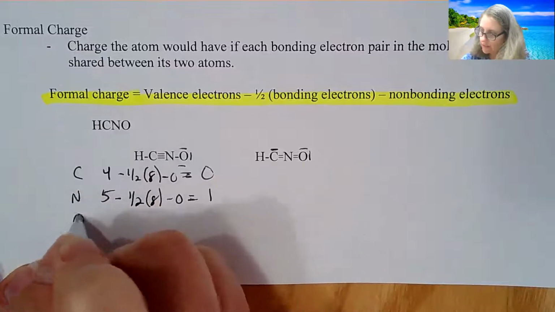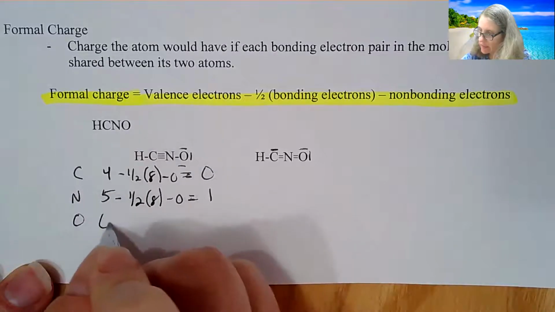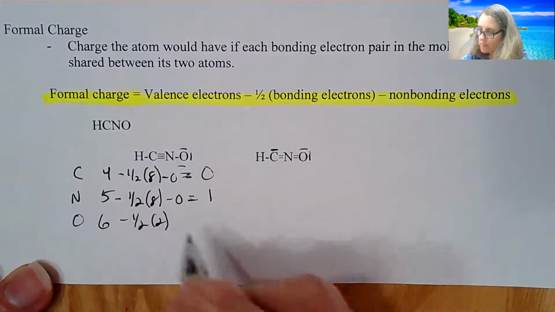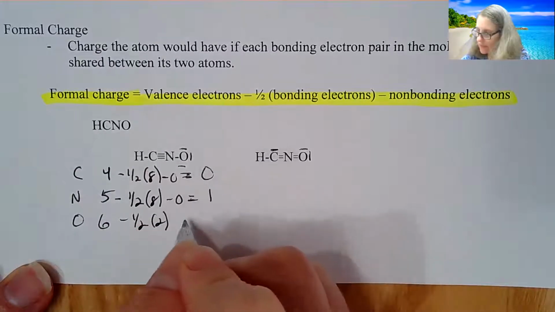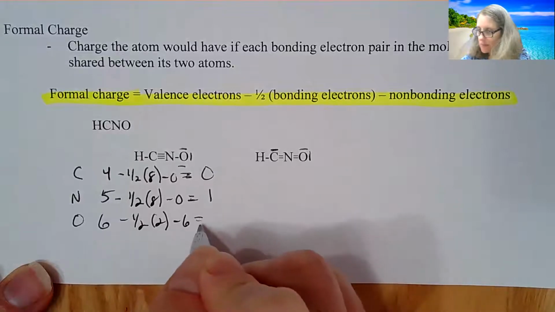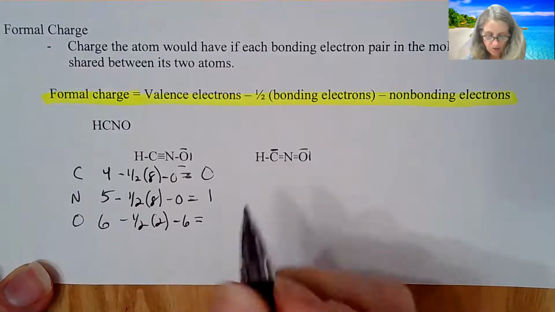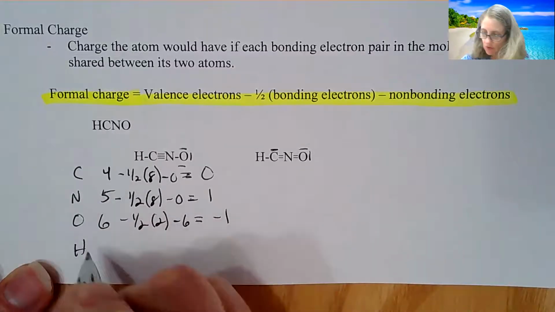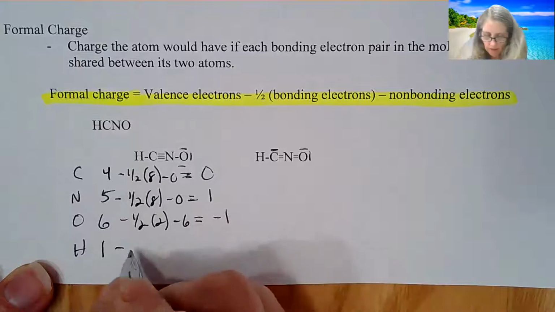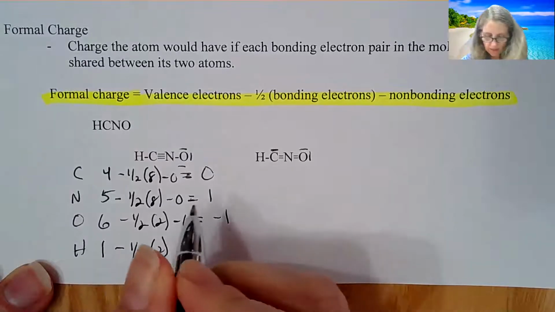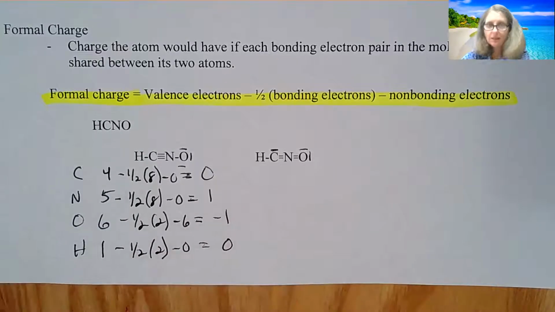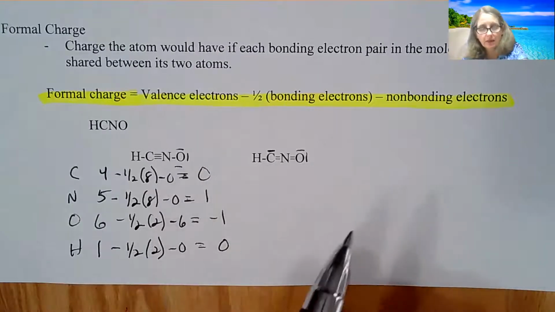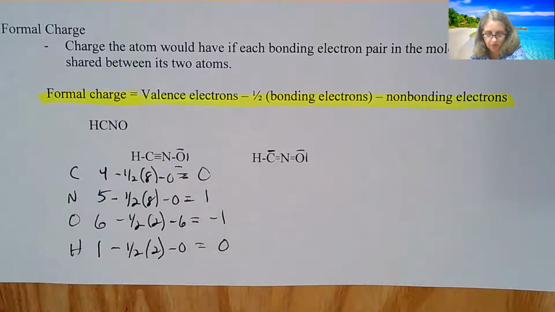Then if I look at oxygen, oxygen has 6 valence electrons minus. It only has 1 bond, so it's only going to be 2 there. And then I have a total of 3 lone pairs on the oxygen. So that's going to give me a -1. And then finally, hydrogen, I'm going to have only 1. I have 1 bond and no lone pair, so that's going to end up as 0. Okay, so this is the formal charge formula that we can do for each one of those.